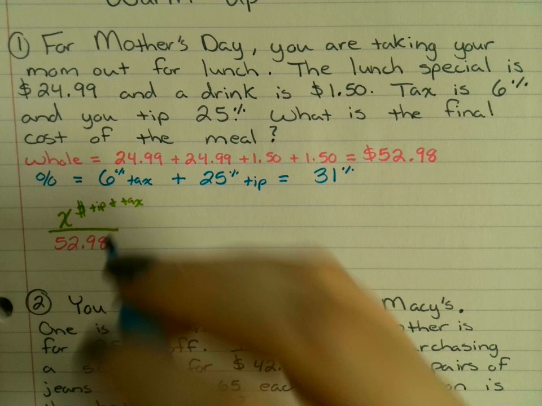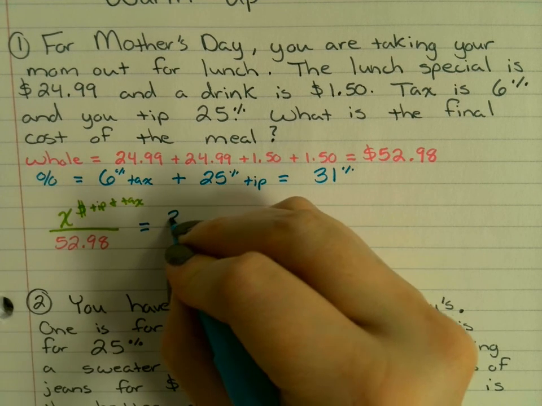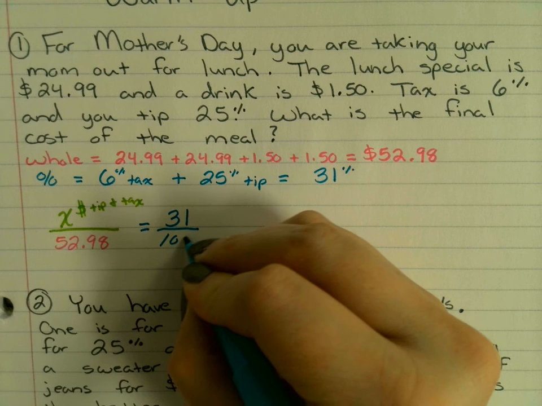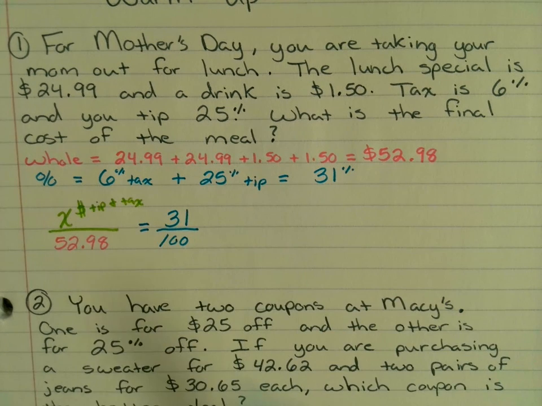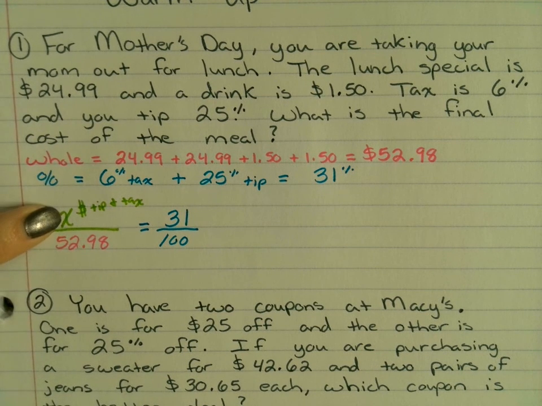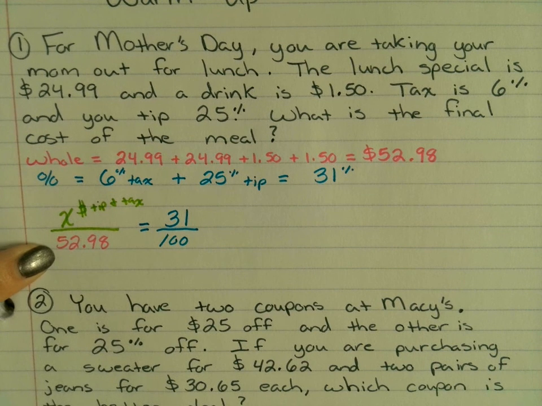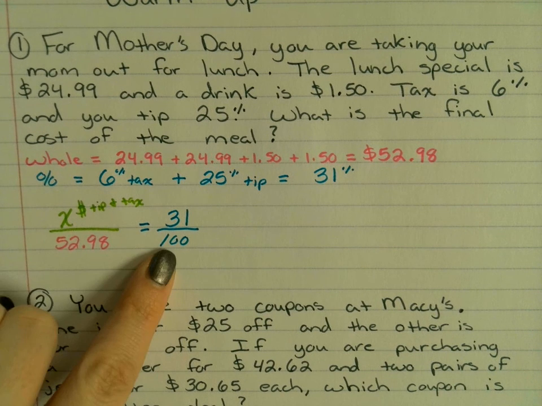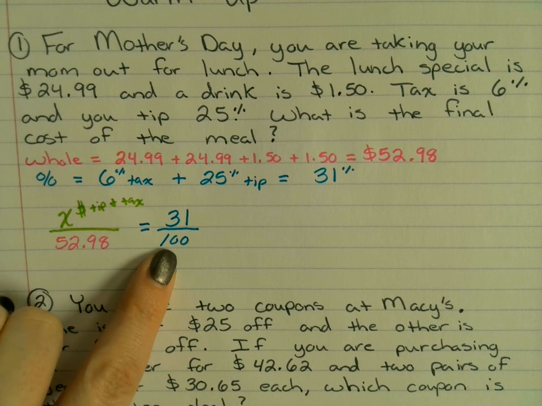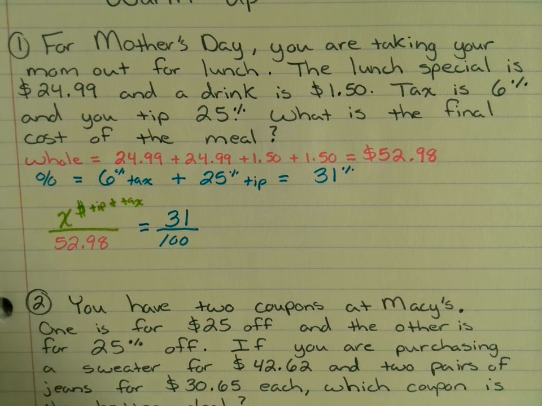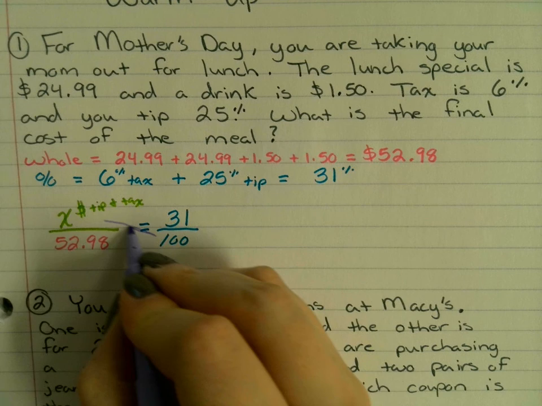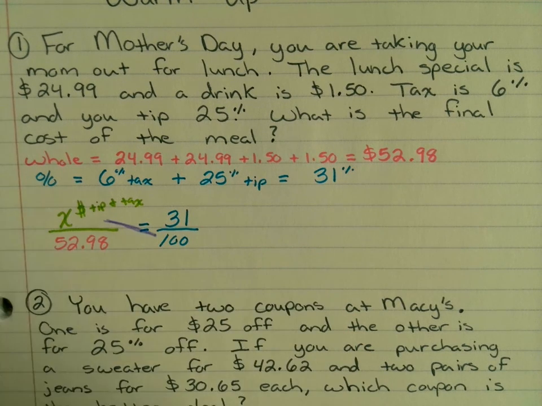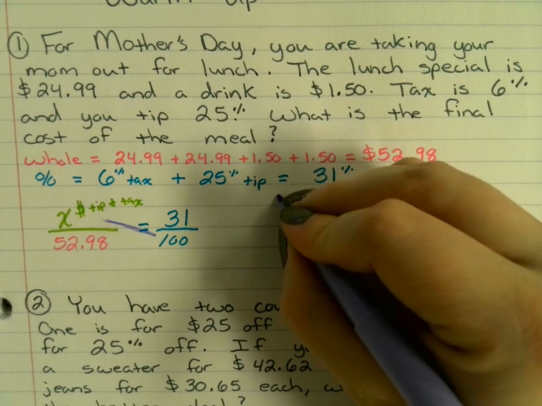Then we're going to set that equal to our percent, 31 over 100. Okay, this is our proportion. Our percent proportion has now been set up. We want to figure out how much money is the tip and the tax going to be out of the $52.98. Our percentage was 31 over 100. Okay, now we just do our cross product. We're going to multiply X times 100, which is going to give us that 100X.